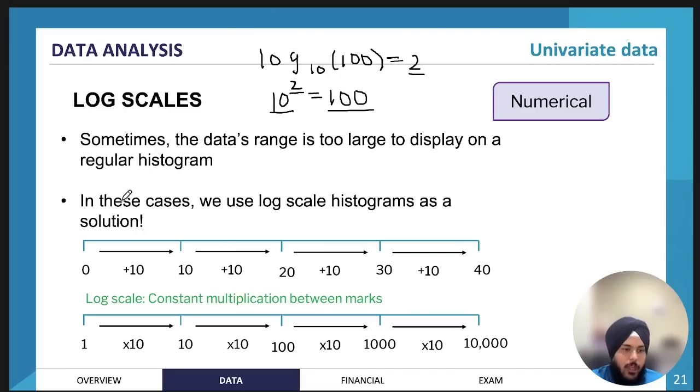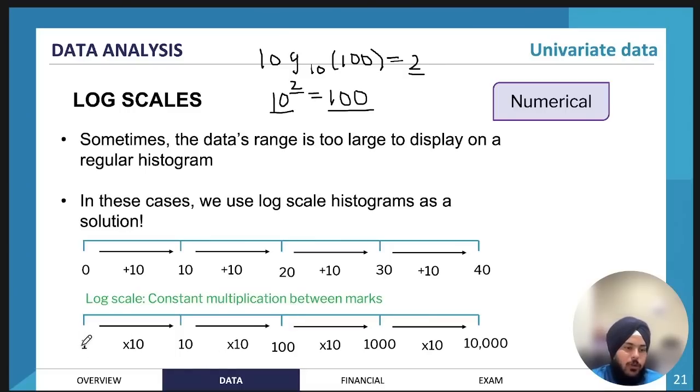So here is just an example of where we might use this. For a normal scale, we'll have 0, 10, 20, 30, 40. However, in a log scale, there will be constant multiplication by 10. So we might do 1, 10, 100, 1,000, 10,000. But we have the same sort of gap, which would be very inaccurate, right? So from 1 to 10 is the same as 10 to 100, which is just not accurate.